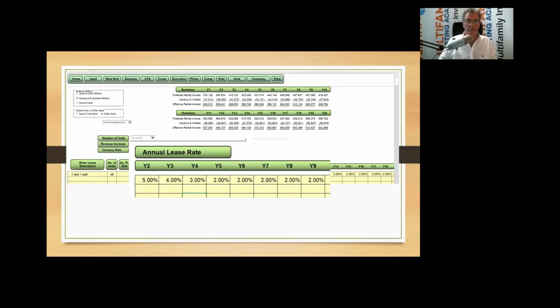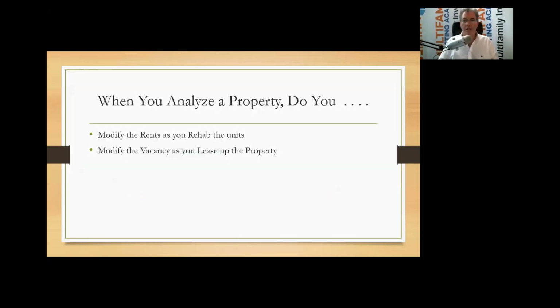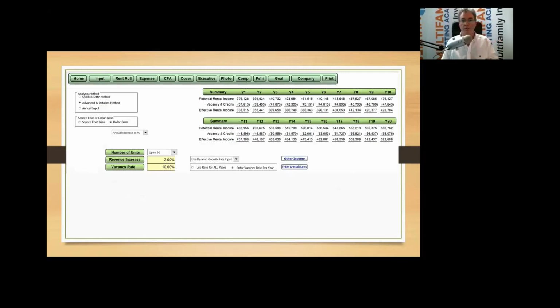Okay, great. Now, when you analyze a property, do you modify the vacancy as you lease up the property? Remember, folks, look at this. We all see this screen, and most people put the vacancy number in right there where it says 10%, and they keep it standard. 10% all the way through. 10%, 10%, 10%. Well, if you're doing a rehab, is that really how it's going to work?